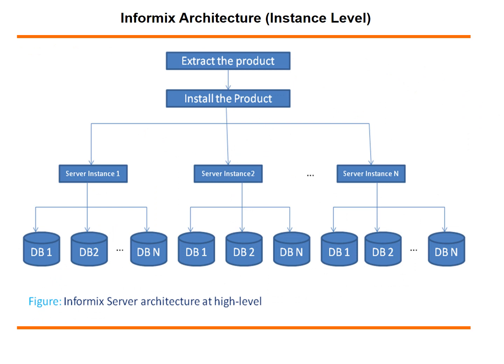If you go to the Informix architecture at the instance level, first we need to download the software. Then extract the product and install it. Once installed, you need to initialize the instances, let's say server instance 1, server instance 2, and server instance 3, like that. One instance can have multiple databases also: db1, db2, db3, like that. This is the high-level Informix server architecture.